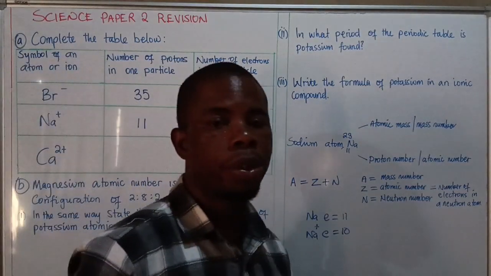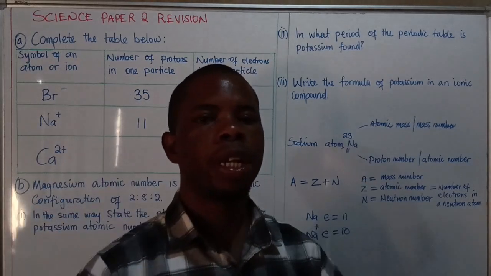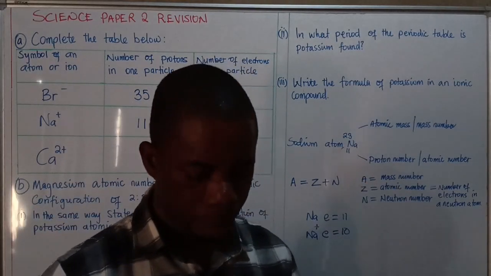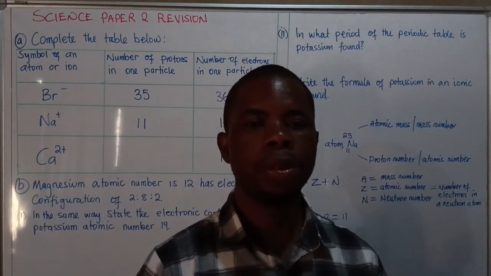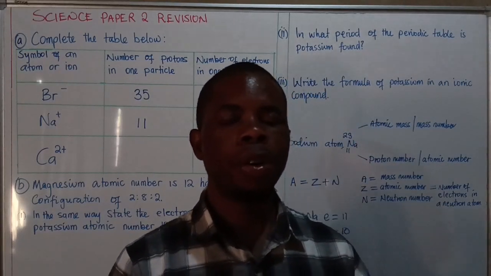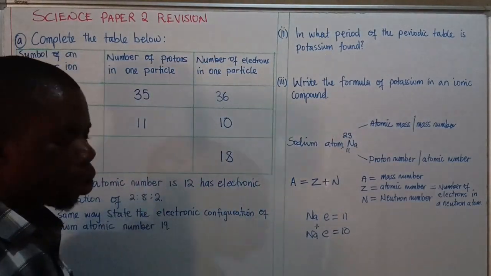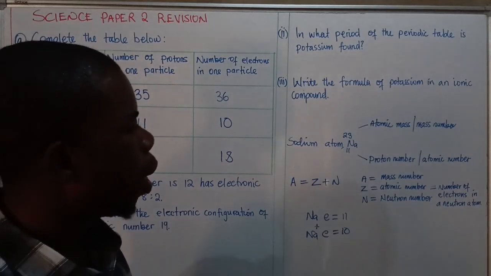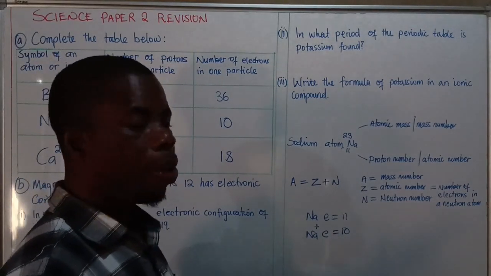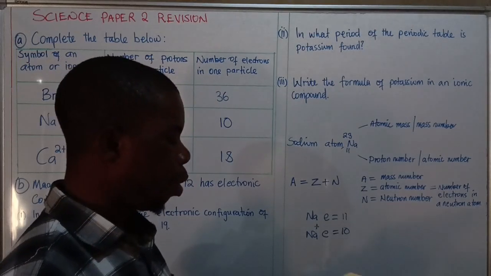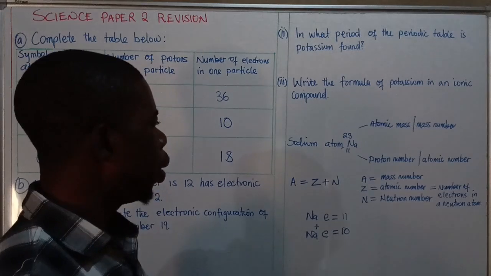Now what you must know is that protons are found in the nucleus of an atom. Therefore, they can't be lost or gained. They are intact. So, for us to know the number of protons for calcium, we'll just go to the periodic table and look for calcium. So the periodic table is always given. So calcium, the number of protons is 20.